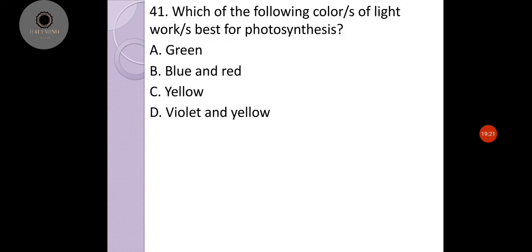41. Which of the following colors of light works best for photosynthesis? Earlier, the color of light that worked least, or was not used much by plants, is green. Now, this question is asking, which works best for photosynthesis? The ones that work best in photosynthesis are blue and red light. It's because they contain more energy than the green light. Okay?